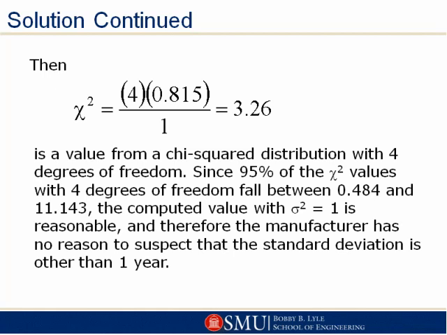If you look in one of the tables for chi-square, you would find that 95% of chi-square values with 4 degrees of freedom fall between 0.484 and 11.143. Fairly wide interval there. So the computed value, with the assumption that the population variance is 1, is reasonable because the 3.26 falls within this interval. That's just one example.